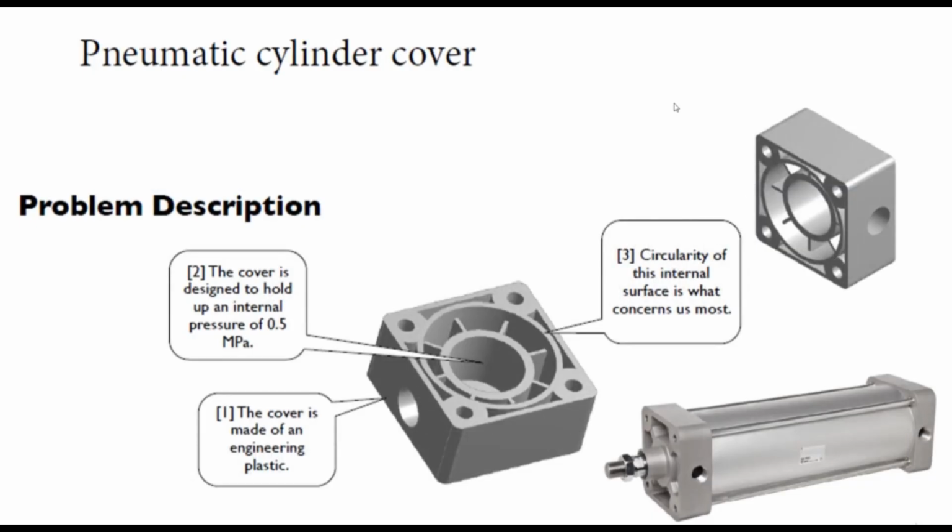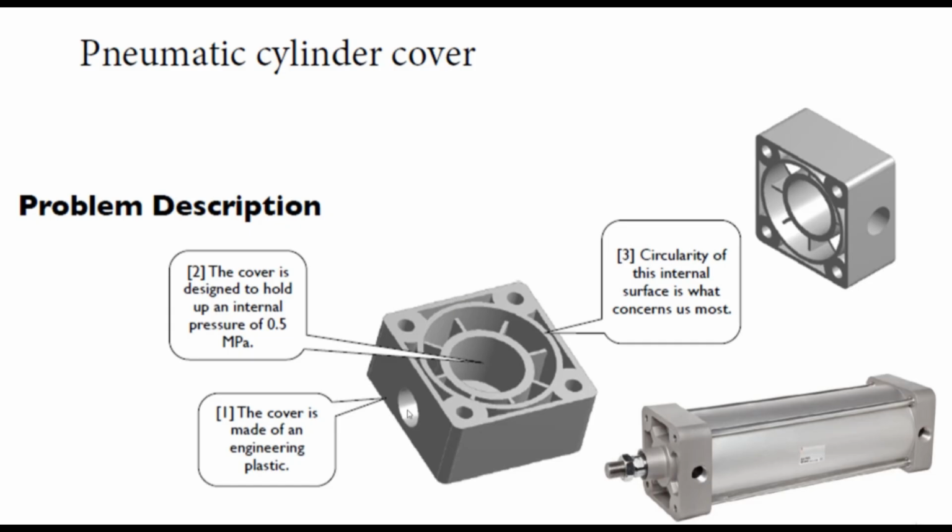In this problem, we are going to perform analysis on a pneumatic cylinder cover. The cylinder is designed to hold a pressure up to 0.5 MPa and is generally made from aluminum alloy. But for this particular problem, we are going to manufacture this particular part with engineering plastic, which has a Young's modulus of 22 GPa and a Poisson's ratio of 0.3.